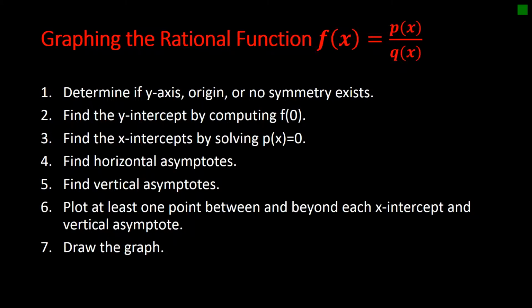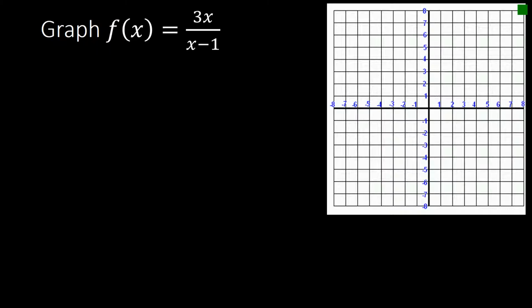Number four, you need to find any horizontal asymptotes. Number five, find any vertical asymptotes. Number six, plot at least one point between and beyond each x-intercept and vertical asymptote. Sometimes you may not have to do that if there's a point already there or if you have some type of symmetry. And number seven, you need to draw the graph. Let's look at an example. Let's graph f of x equals 3x divided by x minus 1.